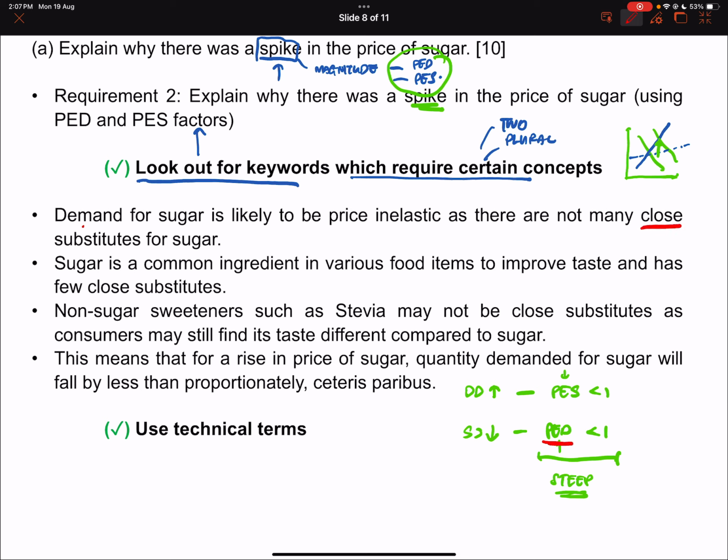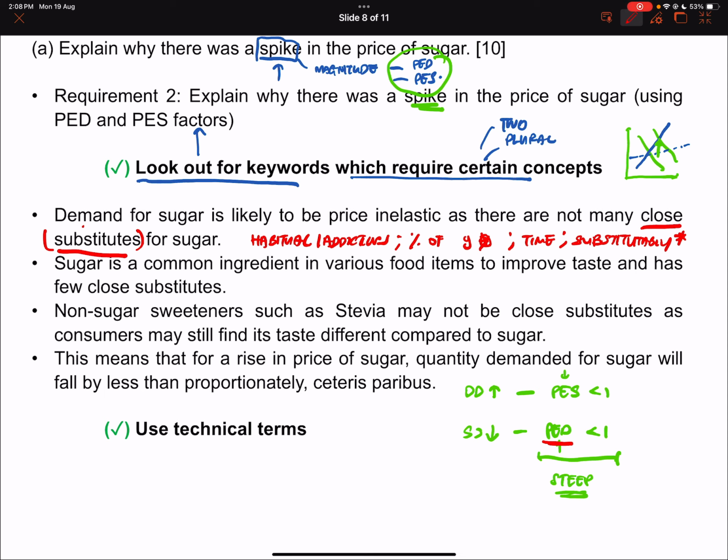Okay, so I'm going to start by saying that the PED for sugar is going to be steep because there are not many close substitutes. I always tell people to use this, but you can use anything else. You can use habitual consumption or addictions, or you can use proportion of income. You can use time, and you can use substitutability. I think I mentioned a lot of times that I actually prefer this. It's very easy to use.